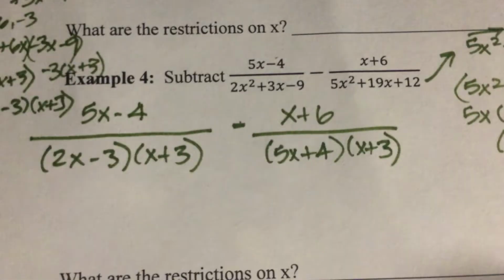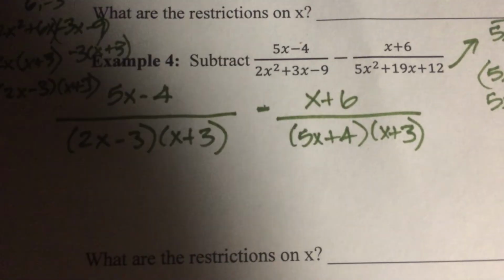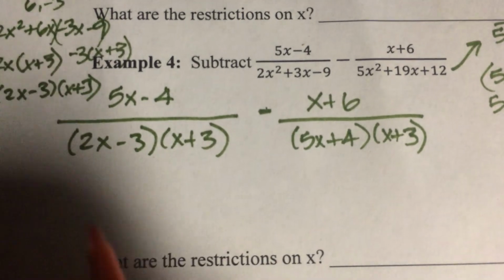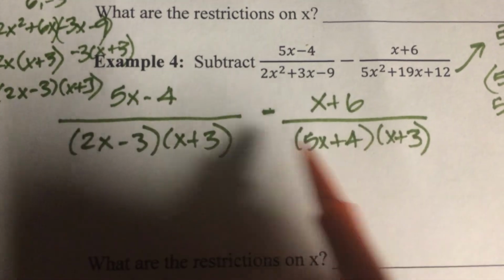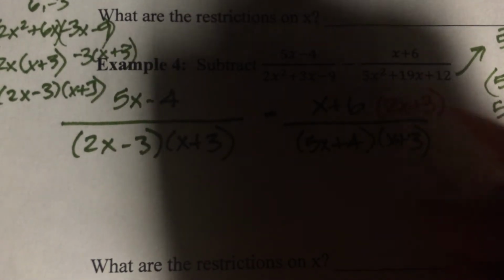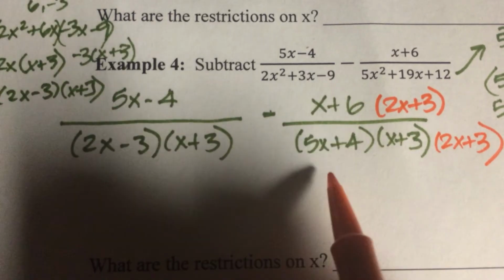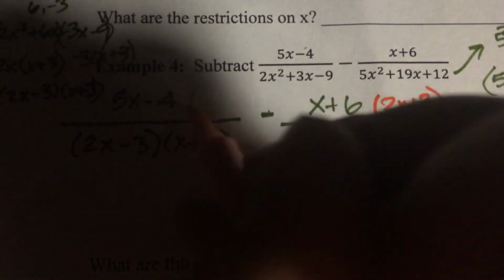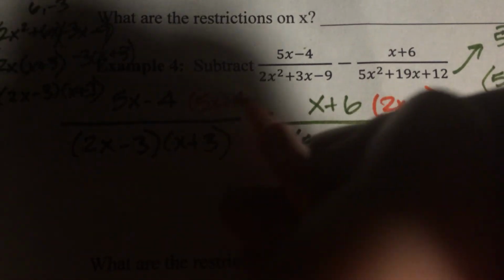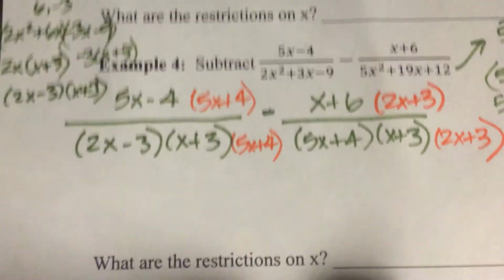Okay, so what's fortunate here is that they both already have an x plus 3, right? So there's only one thing that each of them has that the other one doesn't. So this side needs that 2x minus 3 that we've got on the bottom of the first fraction. And this side needs the 5x plus 4. Okay?